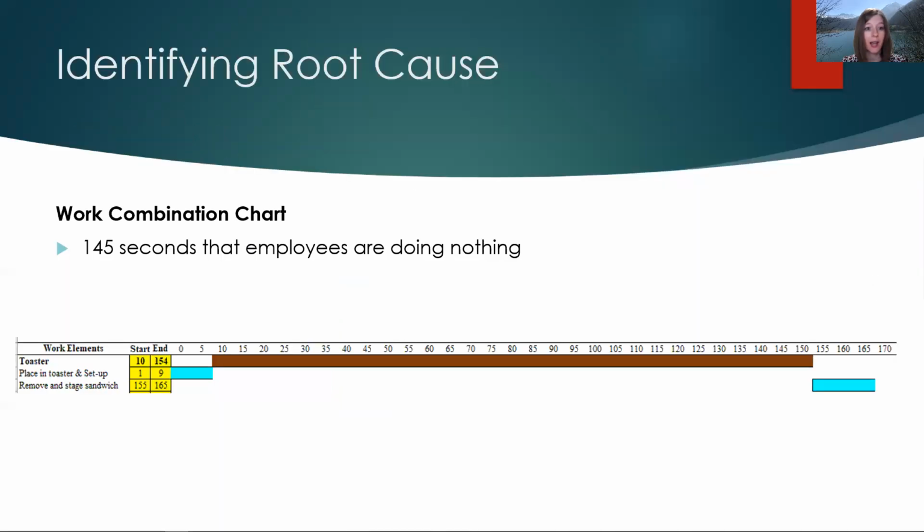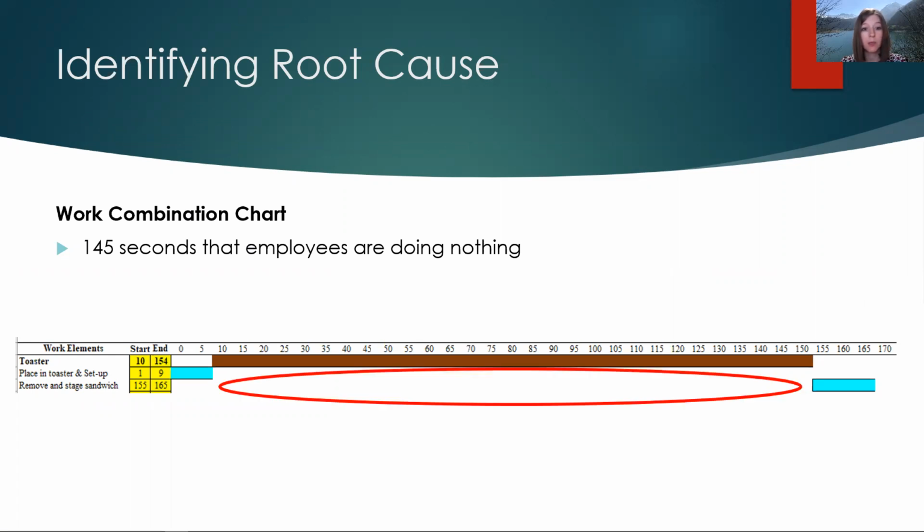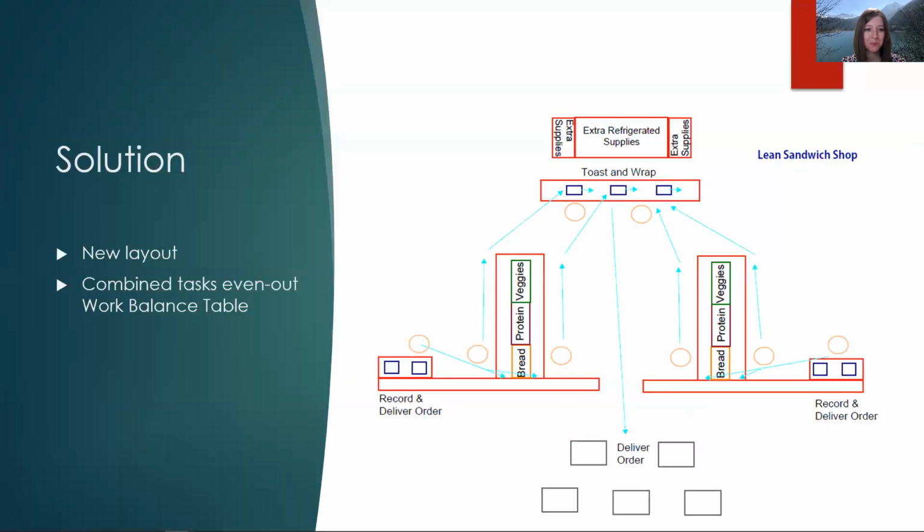Additionally, we looked at our work combination chart to compare our machine and the employees that are involved in that task to see if there are problems or concerns there. As you can see, there are, because we have this whole 145 seconds of their 165-second task where they're really doing nothing. They are just waiting for the machine to run. That's a lot of wasted time where they are not adding value, and that is definitely something we have addressed in our solution.